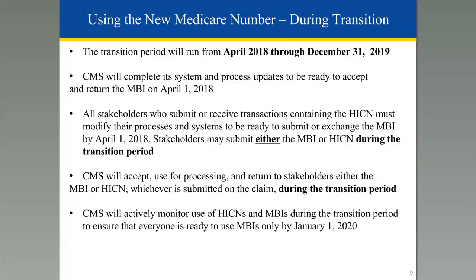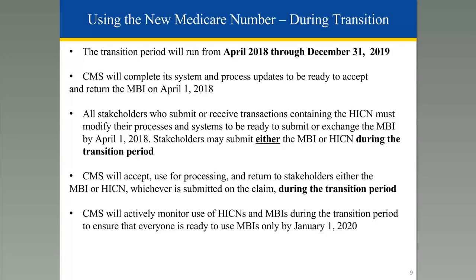So the time frame, April 2018 all the way through December 2019, which means all of you need to be ready to use this new number. Now, during the transition period, you may use either the HICN or the MBI in your transaction. So if a person shows up with their current card and number, no problem, you use that number. Person shows up with their MBI, you are ready, you put that number where you would normally put the HICN on your claims or your eligibility lookup, and it would be accepted, assuming the person has Medicare.